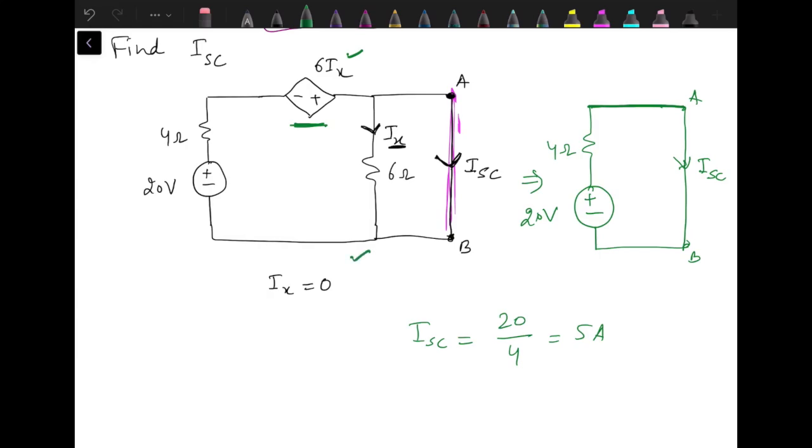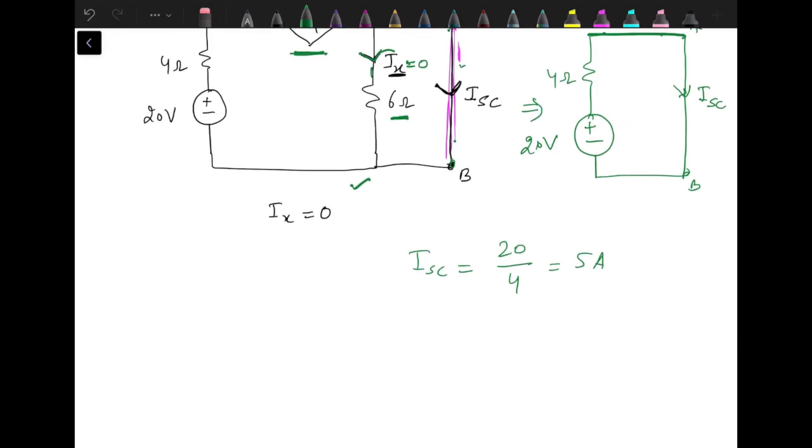This is because the 6 ohm resistance is in parallel with a short circuit. The controlling quantity, that is Ix, was flowing through the 6 ohm. In parallel with the 6 ohm we have a short circuit. Since current follows the minimum resistance path, the whole current will flow through this short circuit between terminals A and B. Through this 6 ohm the current Ix is 0. When this is 0, the voltage supplied by this source is also 0. That's why this source is no more in the circuit. We have a simplified circuit. I hope it's clear how we got ISC as 5 ampere.